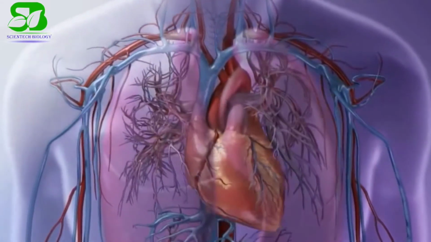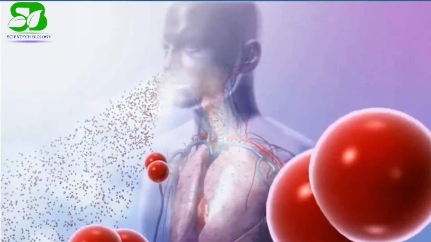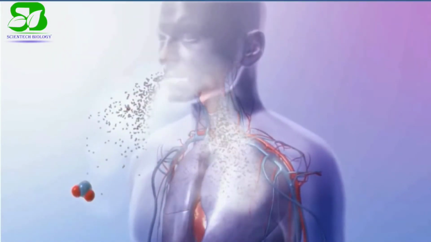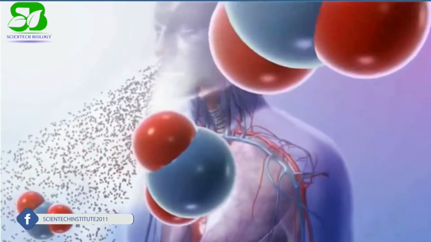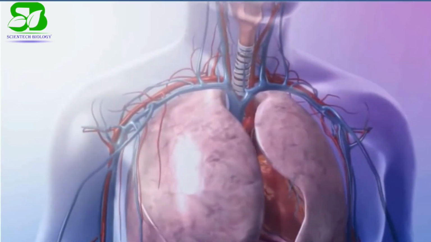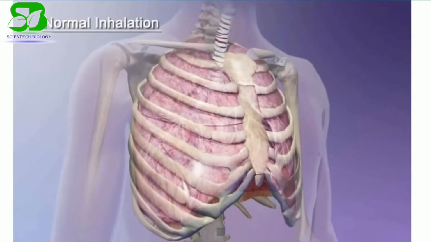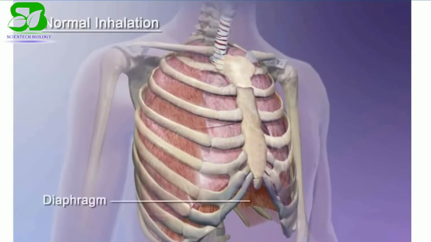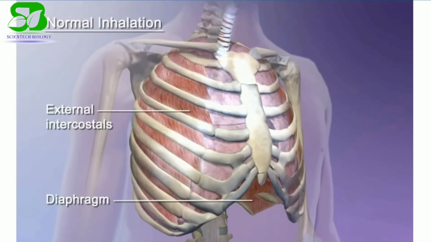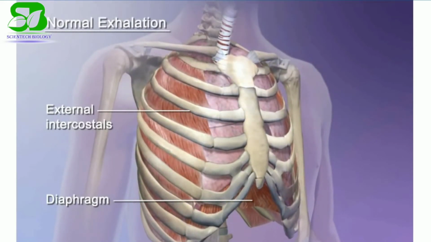Now let's see how the gases transportation takes place in our body. During normal inhalation, air containing oxygen passes through the nose and mouth to the lungs. During normal exhalation, air containing carbon dioxide and other waste passes out the same path. This process of moving air in and out of the lung is called pulmonary ventilation or breathing. During normal inhalation, the diaphragm and the external costal muscles contract and the rib cage elevates. As a result, air rushes in. But during normal exhalation, the muscles relax, so air is expelled out.